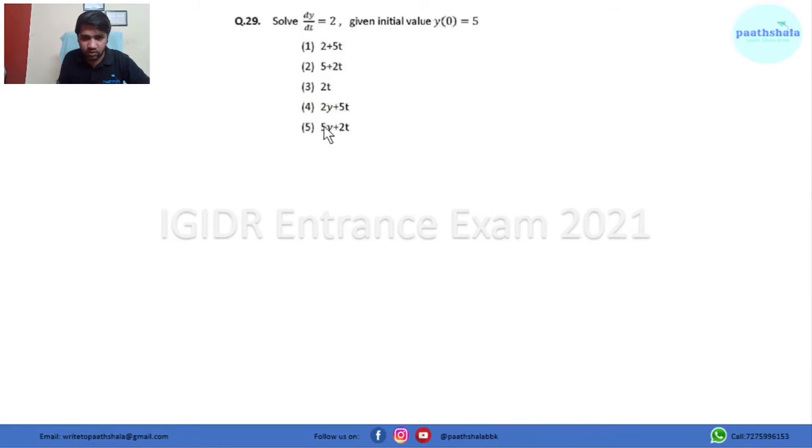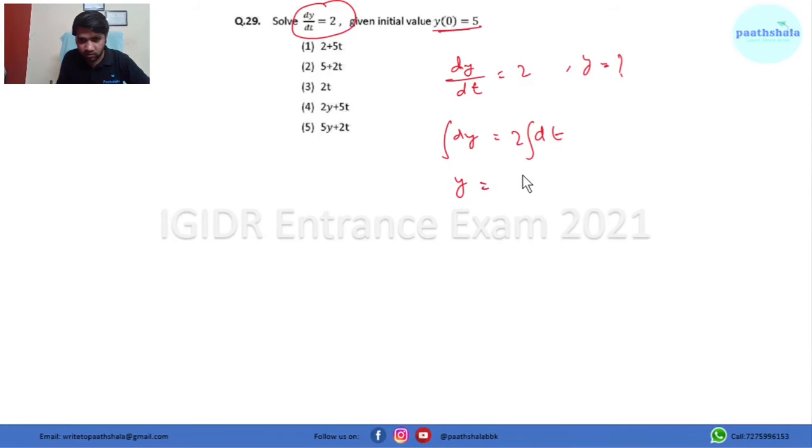Now let's move to the next question. Here it is given that dy/dt = 2 and an initial value is given, and it is basically asking us to find y, because it says solve. So when you solve it, you have to apply the integral. When you apply the integral here, this will come out to be y, and this will come out to be 2t + c. Since the initial condition is given that when t = 0, y, as a function of t, will be 5. So this will be 5 = 2 into 0 + c. So c is coming out to be 5.